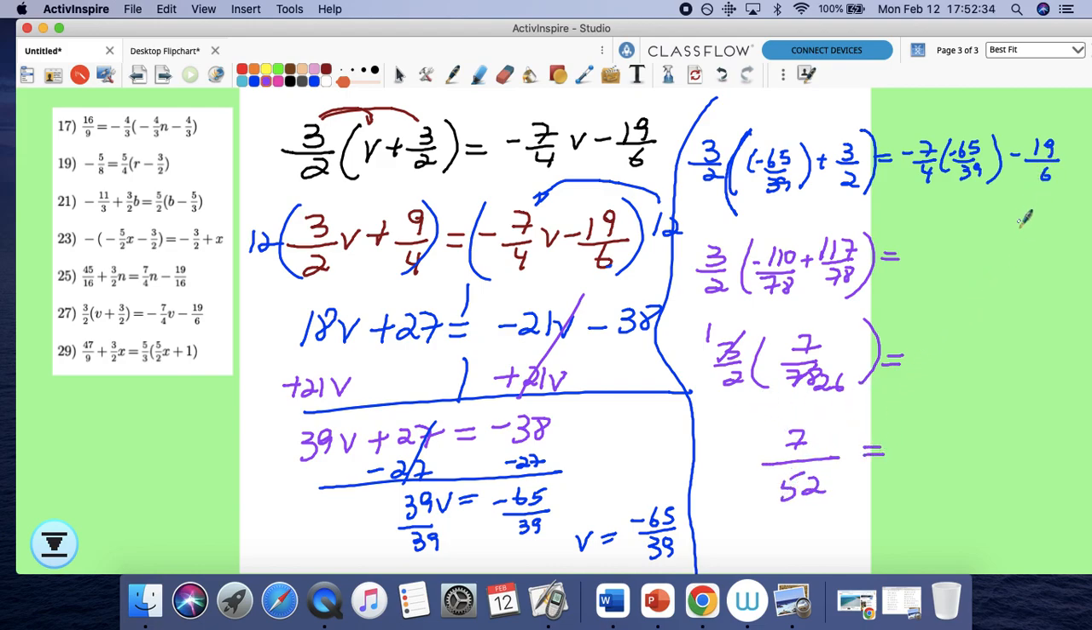For the love of God, I hope that the other side is also the same. Negative times a negative is a positive. Can we simplify anything? No, we can't. 4 times 39 is 156. Oh my God. 7 times 65 is 455.